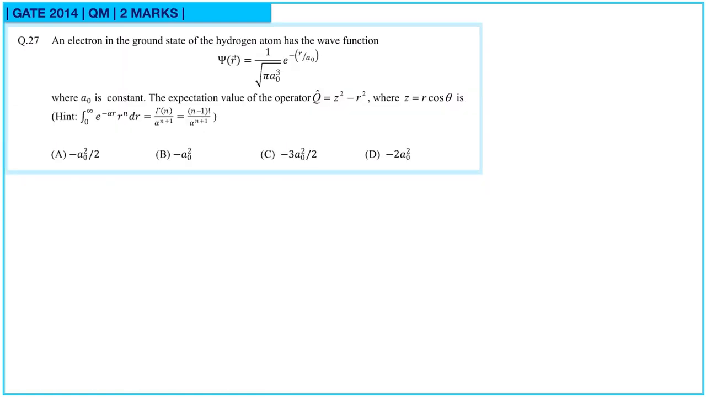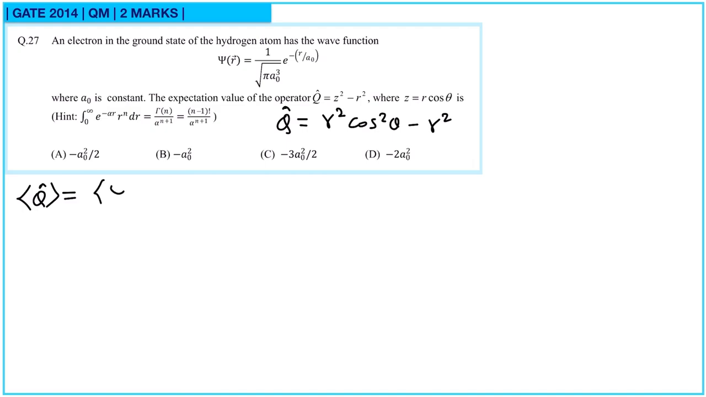Next, question number 27. An electron in the ground state of the hydrogen atom has the wave function psi of r equal to 1 upon under root pi a naught cube e raised to minus r by a naught, where a naught is a constant. The expectation value of the operator q, which is equal to z square minus r square, where z is r cos theta. That means q is equal to r square cos square theta minus r square. So we can take this r square common.